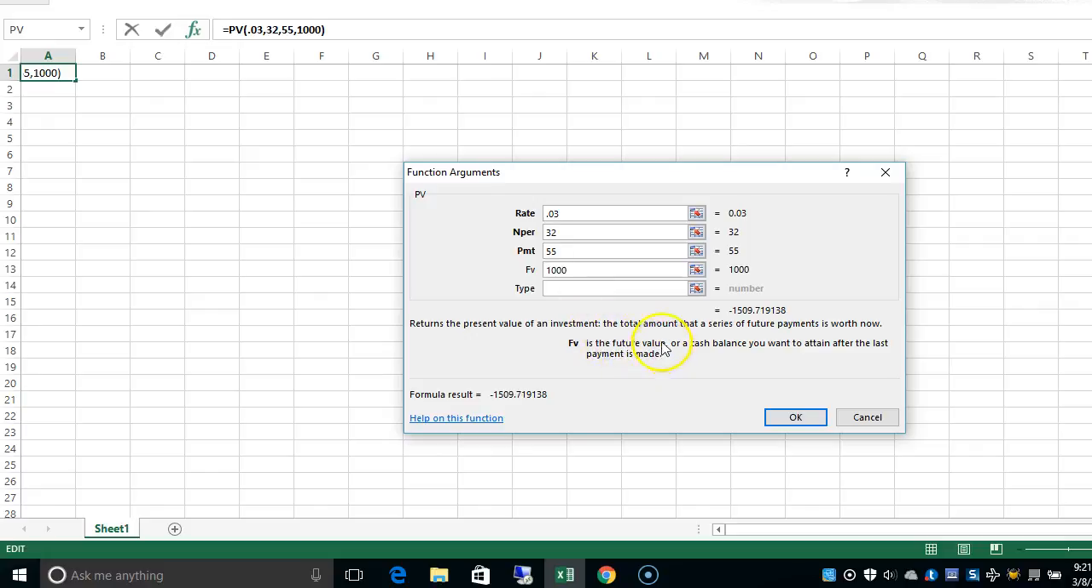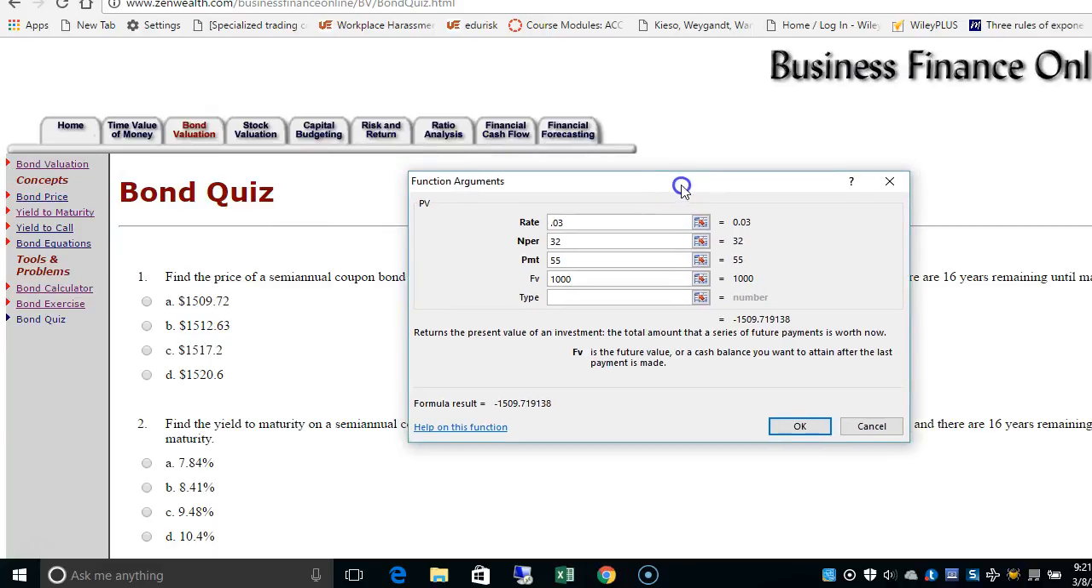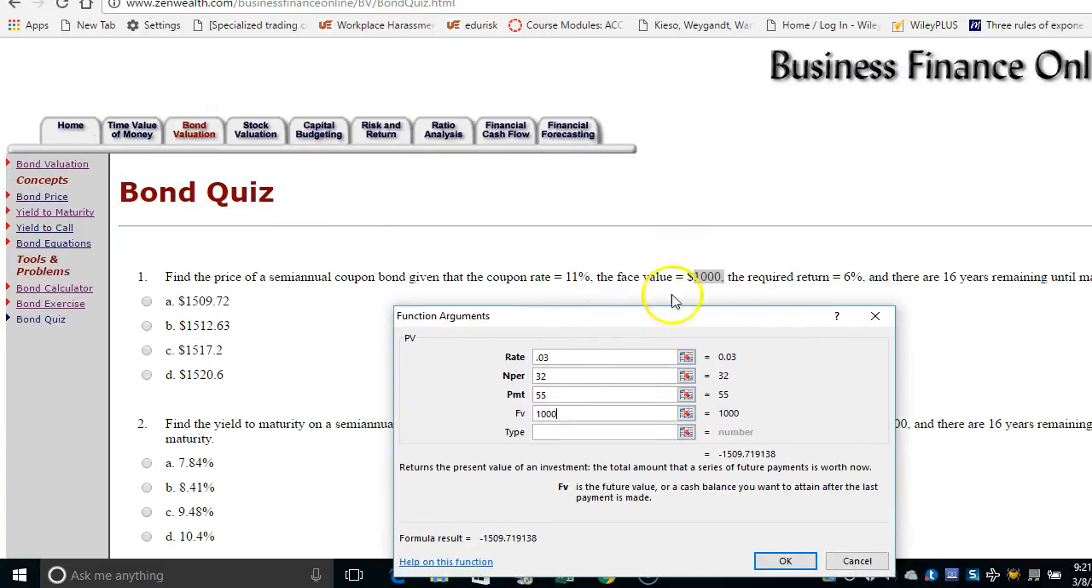So the value of our bond, based on those parameters, is $1,509.71, which is right here, answer A. Because the bond is paying 11%, but the market, in other words, if we go out and buy a new bond, we're going to get 6%, because that's what the required return is in the market. Therefore, the bond is a better deal. It's giving 11% coupon. The market is only giving us 6%.